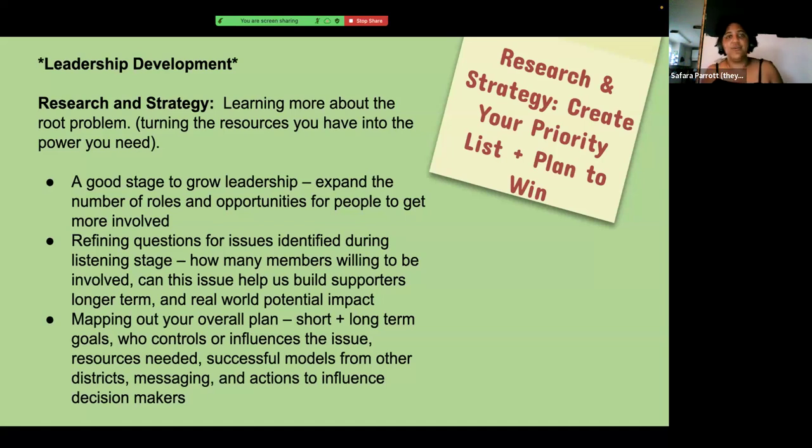And this is also where you start looking at what roles do we need. So if you are doing a campaign about school lunches, maybe you have somebody who has access to different databases because of their job. Let's say they're a lawyer or something. They would be really great for research. So that is a role that person can take on.